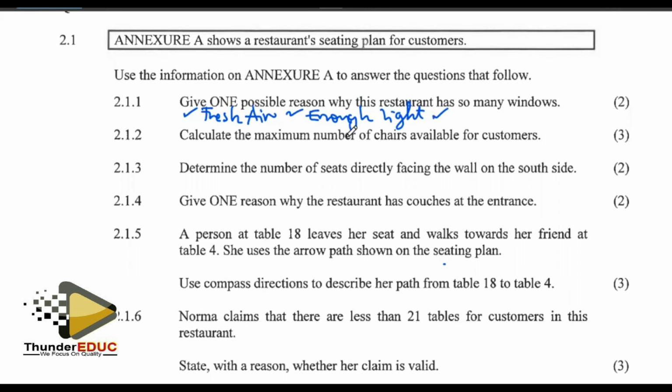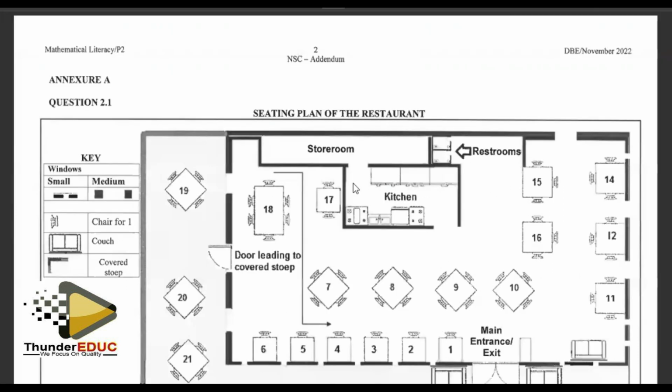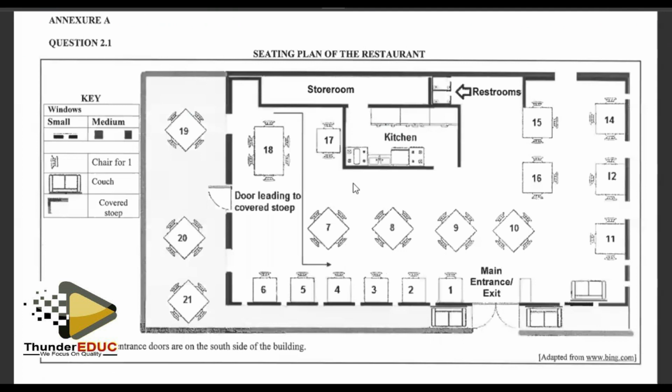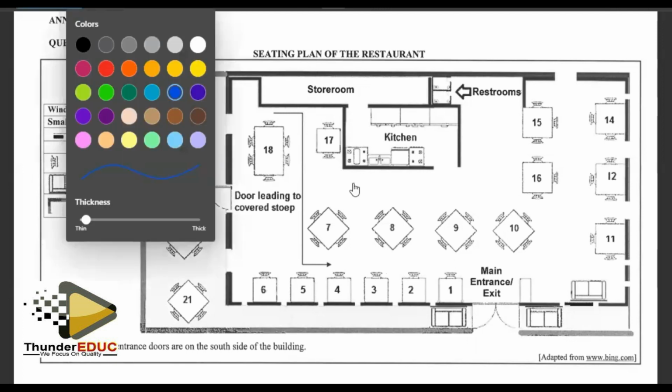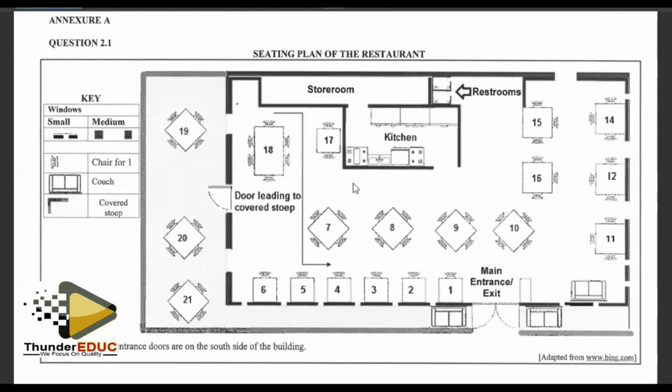All right, calculate the maximum number of chairs available for customers. Let's go to our next chart. The next chart is here, and numbers available for customers. Please take note. How many tables have 4? We have 1, 2, 3, 4, 5, 6, 7.